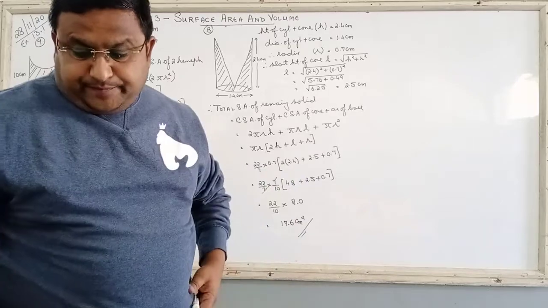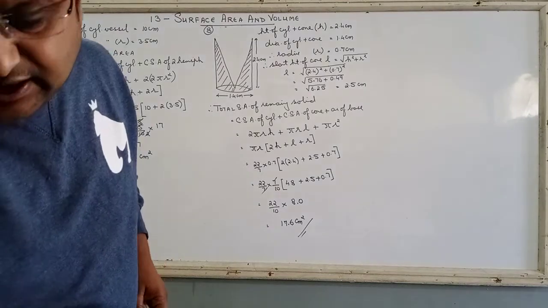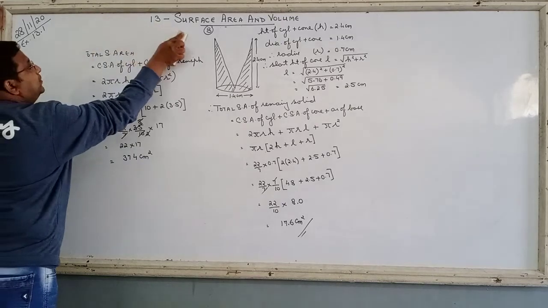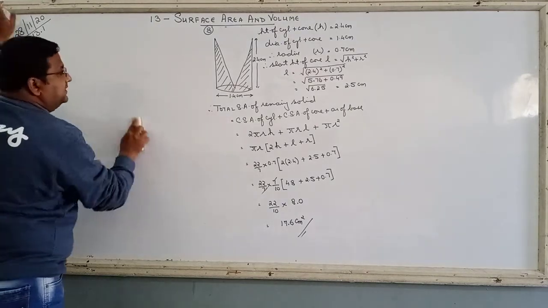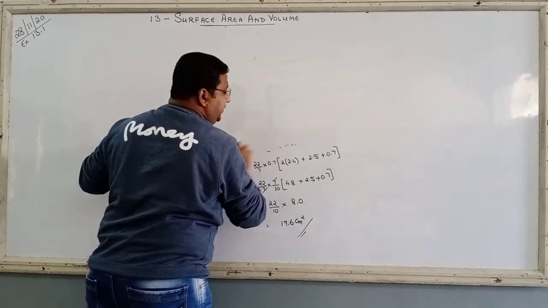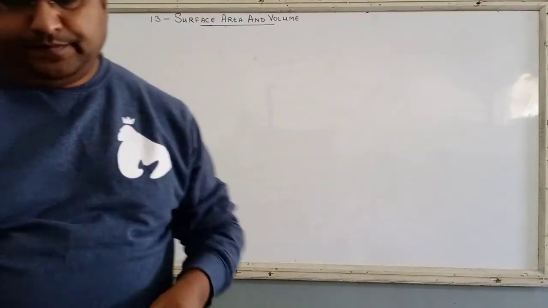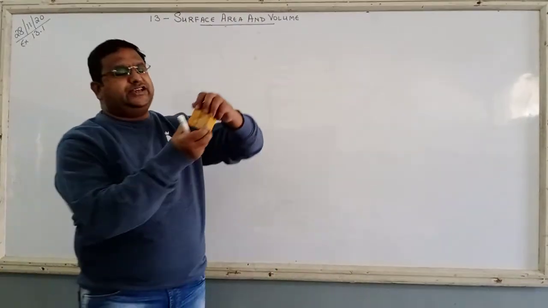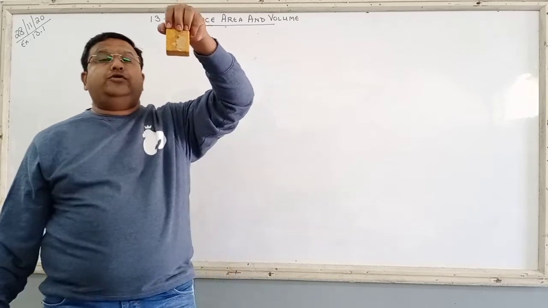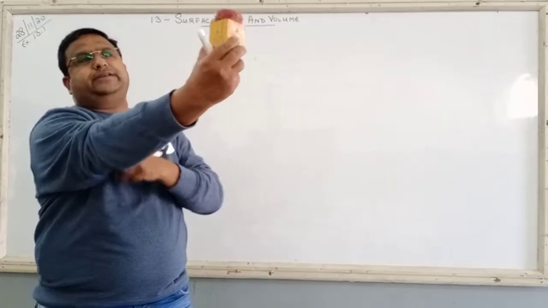He says a cubical block of size 7 centimeter is surmounted by a hemisphere. I am removing this because we will be doing both those questions together. A cubical block of size 7 centimeter is surmounted by a hemisphere. Just imagine the shape in your mind. Yes, a cubical block. Can you see this cube? It is yellow in color for you. It is surmounted by a hemisphere on one face. This hemisphere is placed. Can you see that red hemisphere?